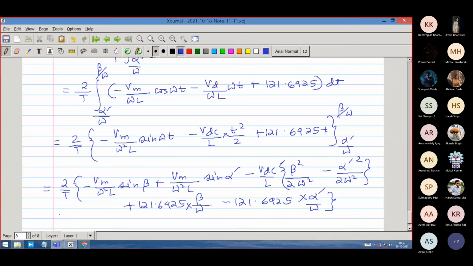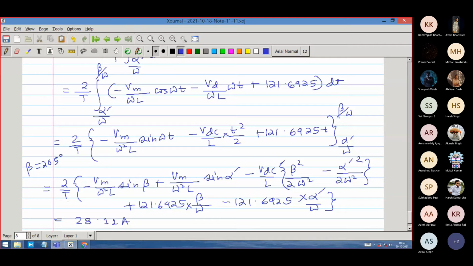So if we just put the values now, you will get that this will be equal to 28.11 ampere. All the values you know. Beta is already known, it's 205 degrees.